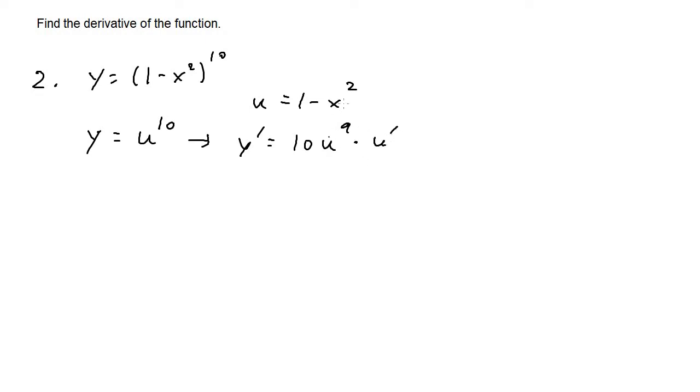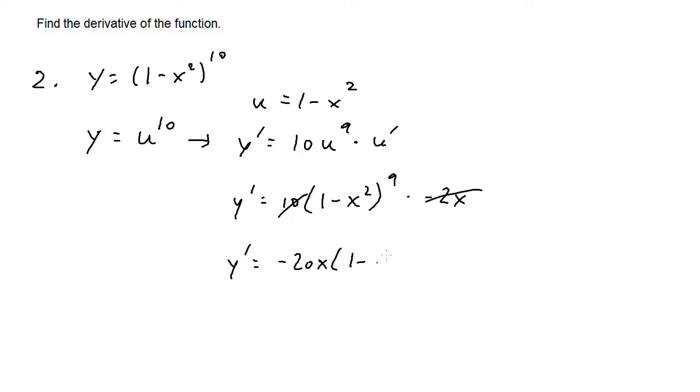So now I can go ahead and replace the u. So we get y prime equals 10 times u, which is 1 minus x squared, raised to the 9th power, times u prime. So if u equals 1 minus x squared, then the derivative of 1 minus x squared is going to be negative 2x. So we have times negative 2x. Now 10 times negative 2x is going to be negative 20x. So y prime equals negative 20x times 1 minus x squared, the entire thing to the 9th power. And that's the final answer.